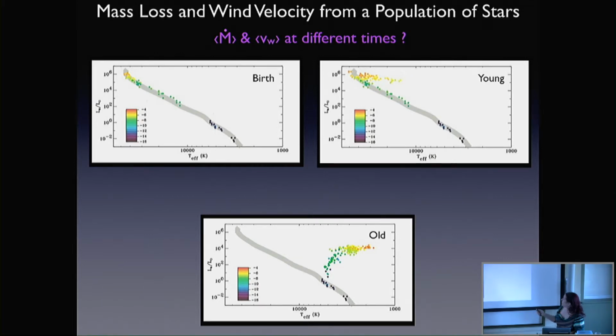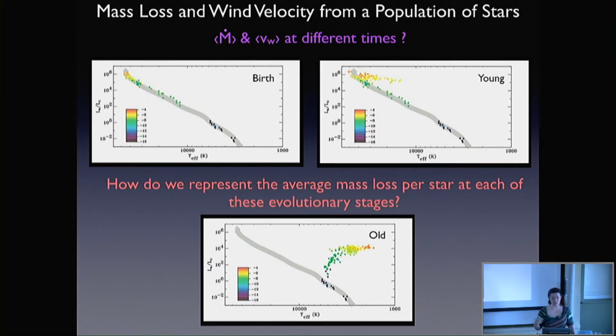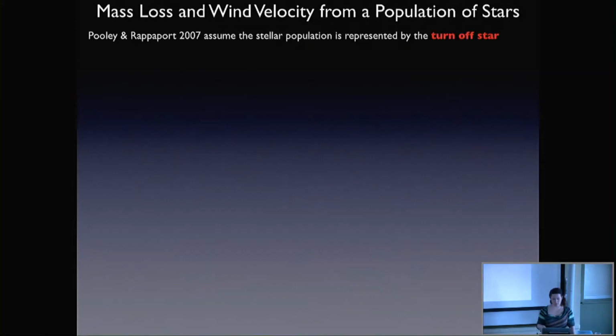Then you get some more high mass stars ejecting a lot more hot material. And then when it gets old, you're going to have a population that has high mass loss rates but is ejecting at a lower wind velocity. And so how do we represent that? Glossing over the details of the models that we're using, they're MESA stellar evolution models. But basically, one idea that was put forth by Pooley and Rappaport a little while ago was that you can represent the stellar population by the turnoff star.